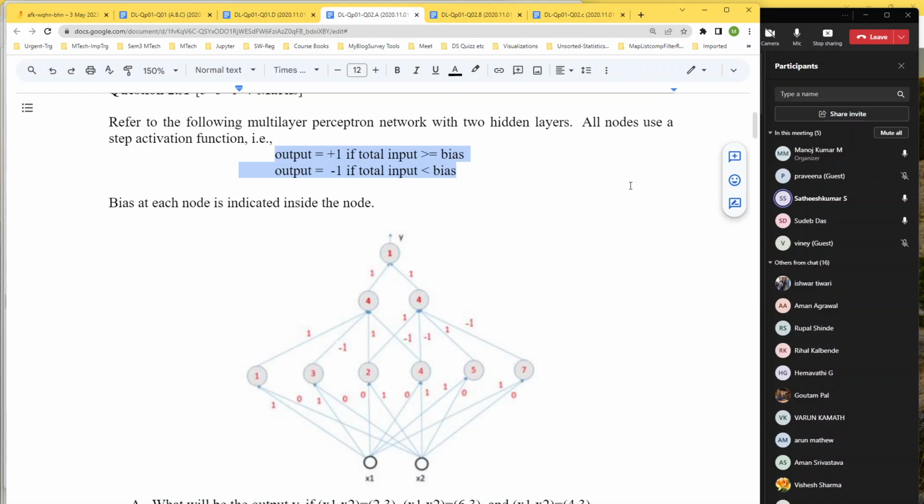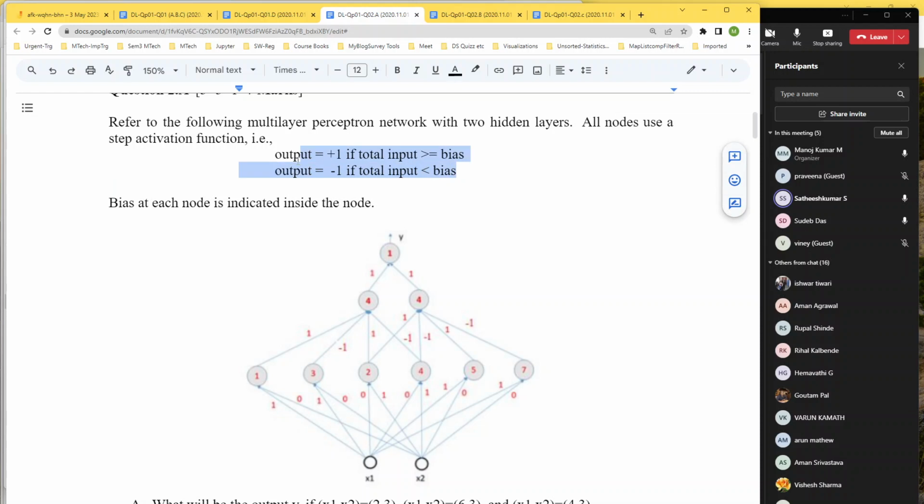The other 1, 0, 1, 0 are weights. So the condition is: output equals 1 if total input, which is nothing but x1 into weight plus x2 into weight, is greater than or equal to bias, then output is going to be +1. If total input is less than bias, then output is -1. In the first case, how are you doing the greater-than-bias and less-than-bias comparison?